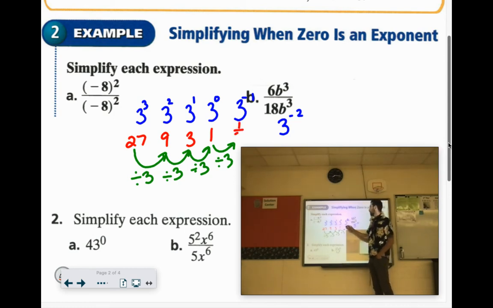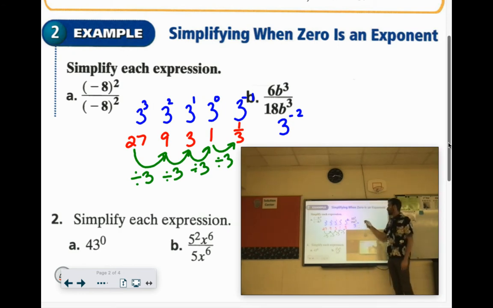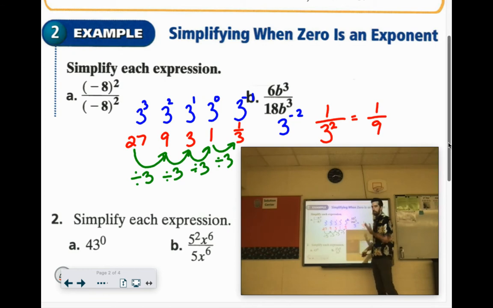1 over 3. So 3 to the negative first power, to make it positive, you put it under a 1, and then it becomes 1 over 3 to the first power. And if you kept that going, 3 to the negative second power, you put it under a 1, and you make it positive. And 3 to the second power is 9. So that's where we're going with the negative exponents eventually.